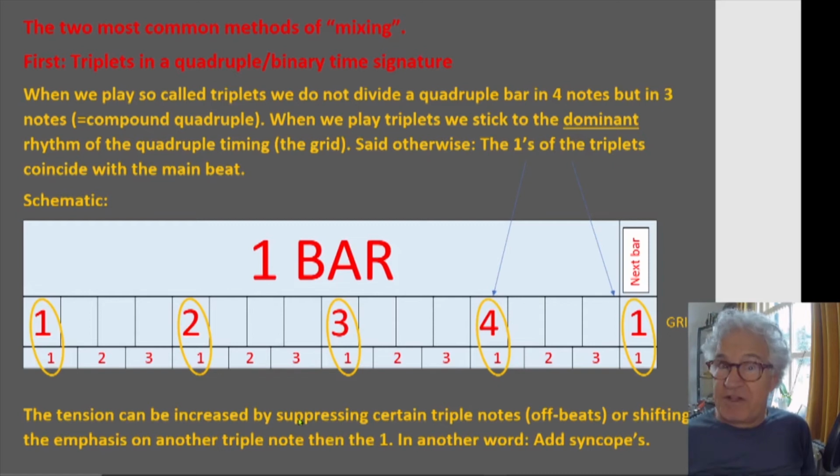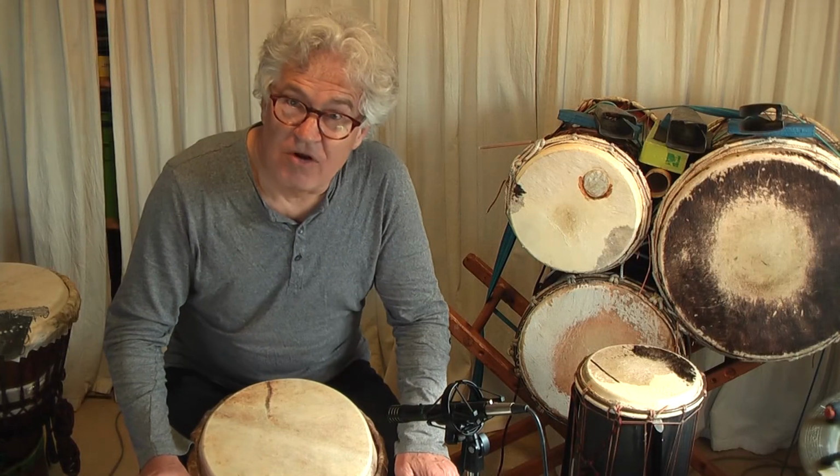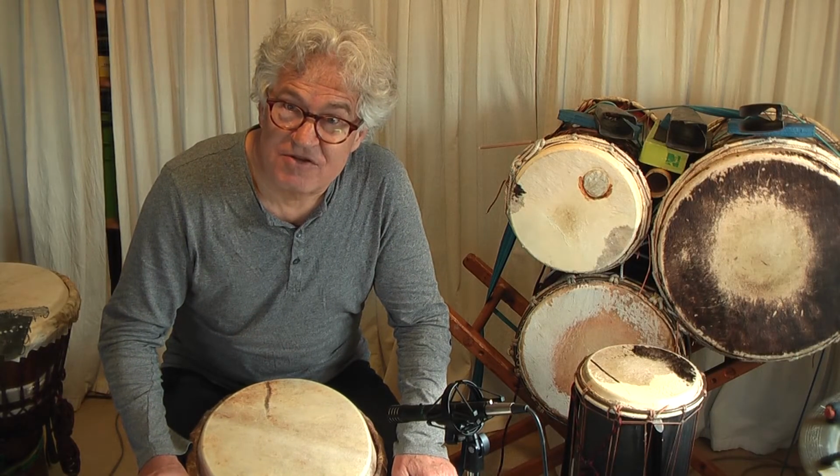And you can increase the tension. Already playing this will result in some kind of tension, but it can be increased by not playing certain notes of this triplet sequence, or by putting the emphasis on a surprising note, so not on the ones, but on the threes, for instance. That we call syncopes.